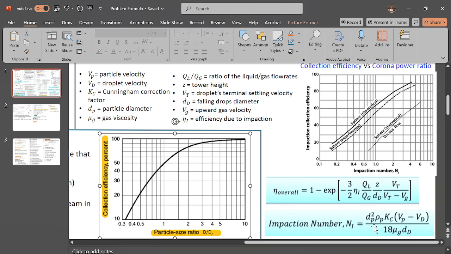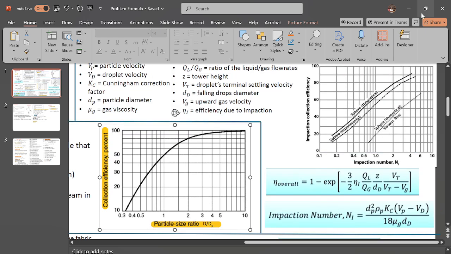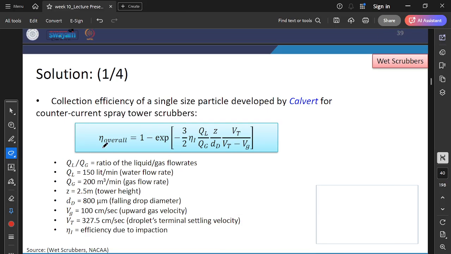So, impact number, there is a formula: dp square rho p Kc (vp minus vd) by 18 mu g dd. All are known. Diameter of the particle we know, density of the particle we know, Kc is given, the continuous correction factor, they have given us 1. vp minus vd we already know, particle velocity and drop velocity, and 18 into mu g dd. Can I substitute into the question? Yeah. So all known, unknown is eta I.